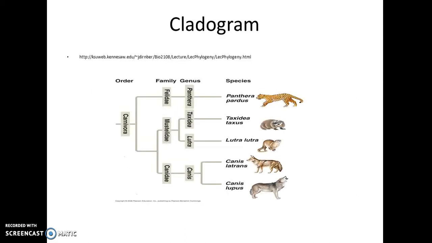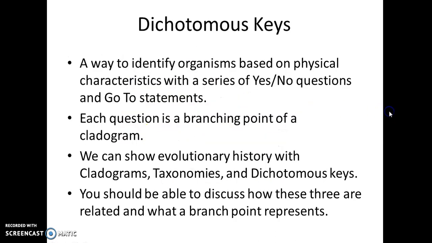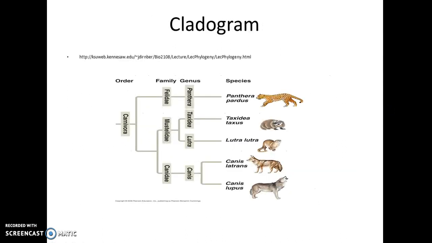And here is a cladogram. We have the order, the family, the genus, and the species. Notice when there's a difference, we have a branching point. Now each branching point represents natural selection and speciation.